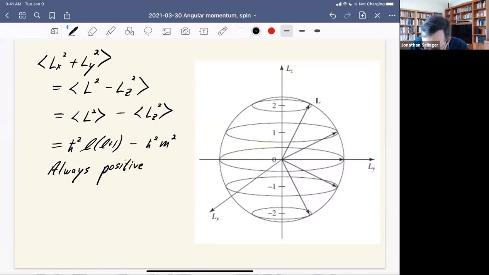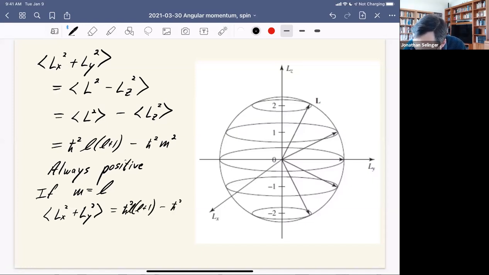Right, so for example, if m is equal to l, then this expectation value of Lx squared plus Ly squared is h bar squared l(l+1) minus h bar squared l squared. Let's see, the l squareds cancel, but there's still an h bar l there. All right, so it's positive.